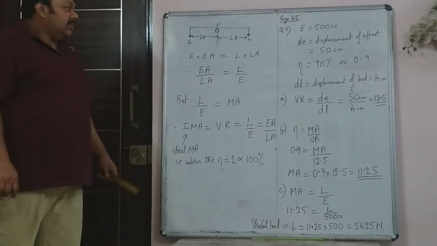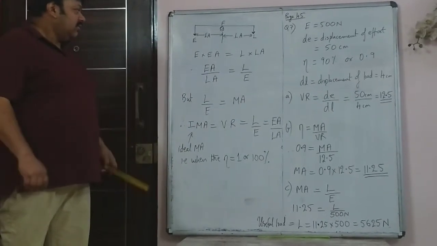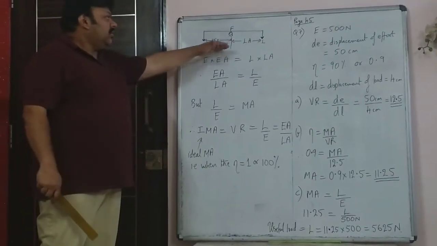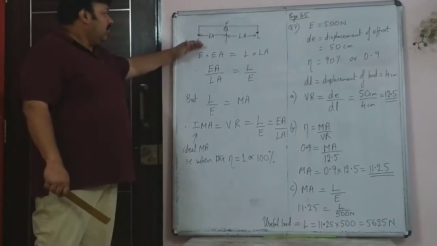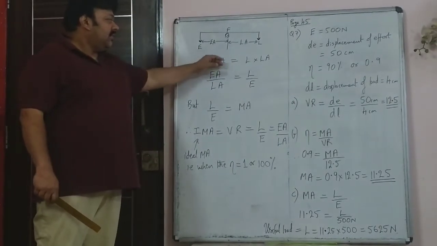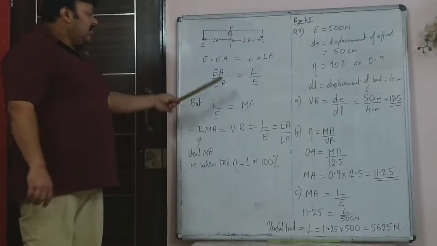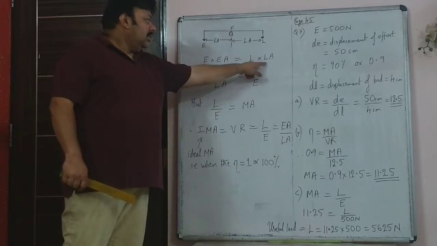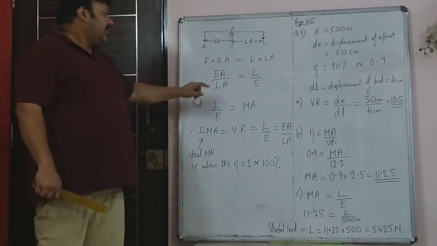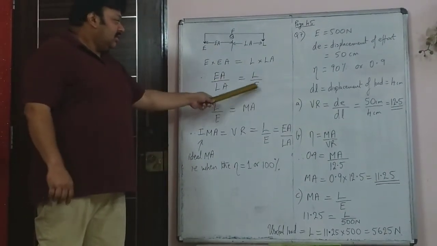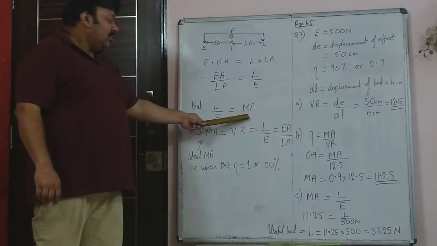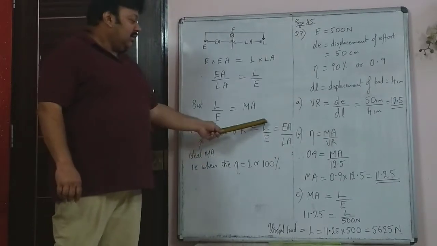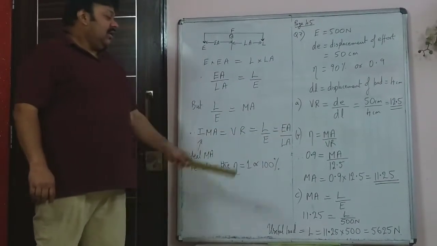Now, this is not a sum, this is just an explanation of yet another formula. Here you are using the principle of moments. So you have just written that effort into effort arm is load into load arm. Now if you rearrange the terms and bring effort below load, then load arm will go below effort arm. So when you look at this, the right hand side is load upon effort, that is MA. So you can write that in the ideal case, ideal MA and VR will be load upon effort or effort arm upon load arm.